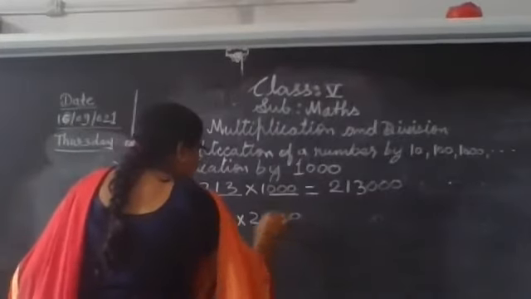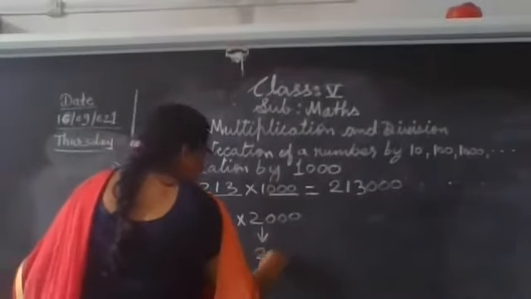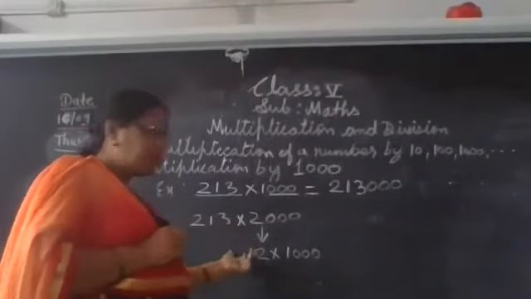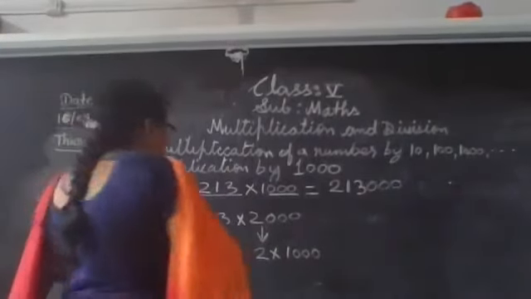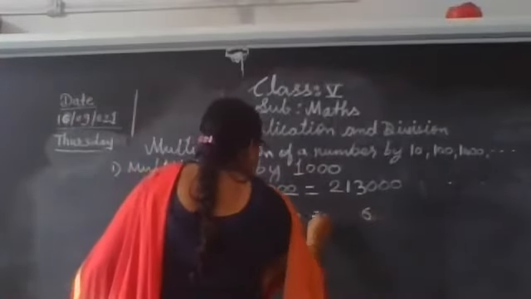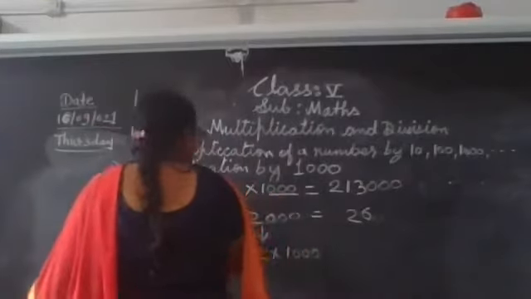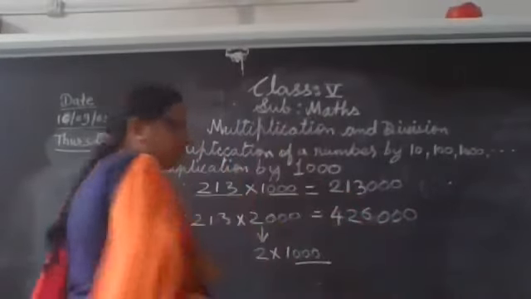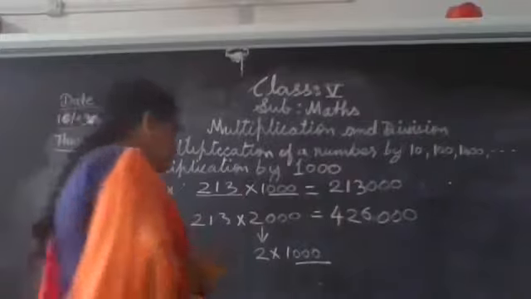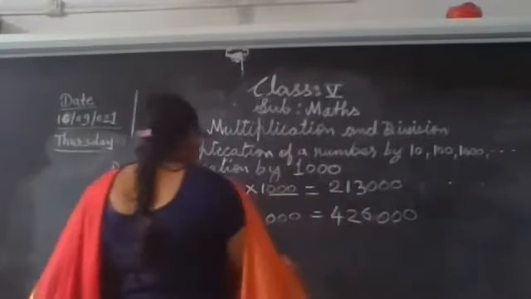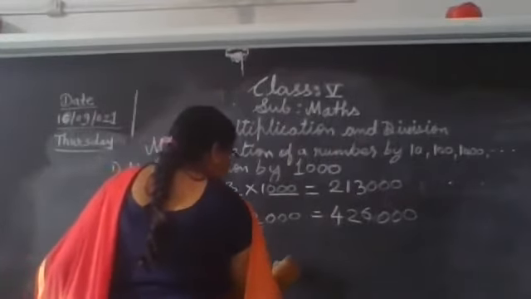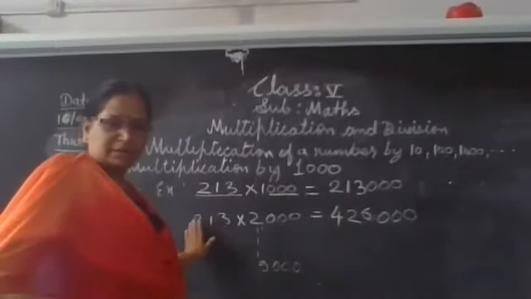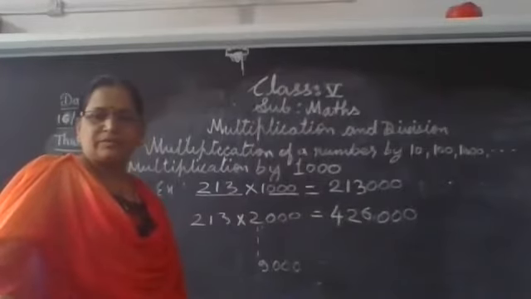Okay, 2000. So split this 2000 as 2 multiplied by 1000. So multiply this number by 2 and then write 3 zeros. 2 threes are 6, 2 ones are 2, 2 twos are 4, and these 3 zeros. Got it, beta? So in this way, you can multiply up to 9000. Write down 3 zeros and multiply the number by 9. Clear, beta?